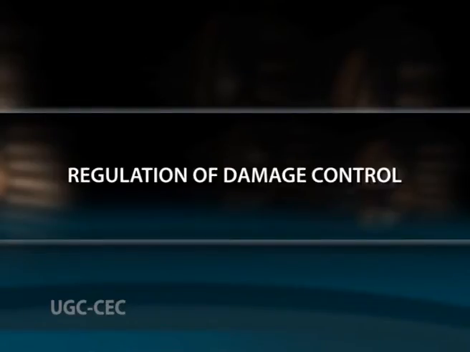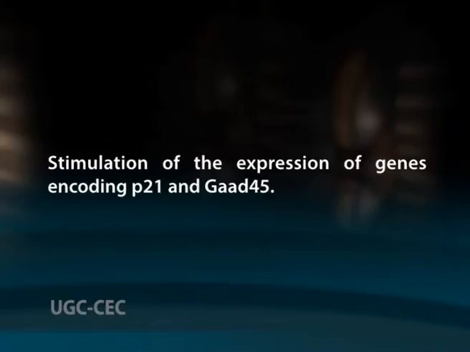Regulation of damage control. DNA repair is regulated in mammalian cells by a sensing mechanism that detects DNA damage and activates a protein called P53. P53 is a transcriptional regulatory factor that controls the expression of some gene products that affect cell cycling, DNA replication and DNA repair. Some of the functions of P53 which are just being determined are stimulation of the expression of genes encoding P21 and GADD45.